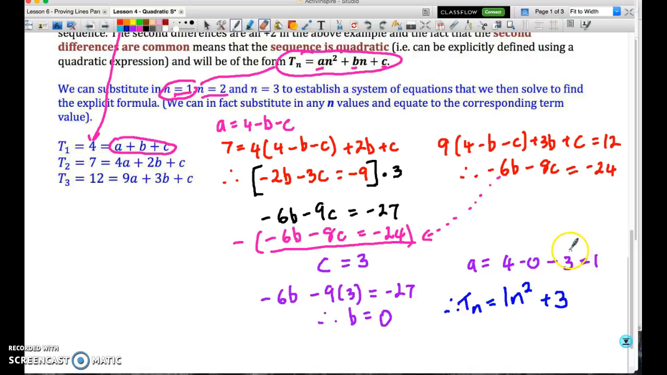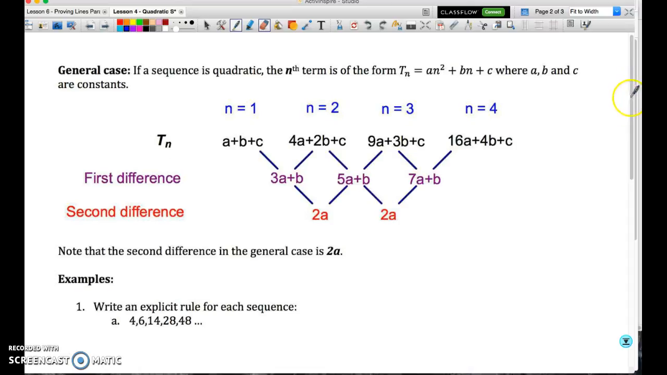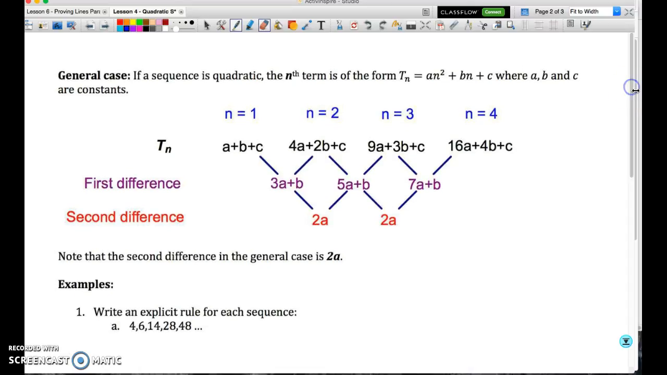We now have the values of a, b, and c, and we can now find our final solution, which is the explicit formula for our quadratic sequence, 1n squared plus 3. Okay, moving on. So what we're going to do now is look at the general case, and you'll be able to see that there are slightly more efficient ways of doing this.